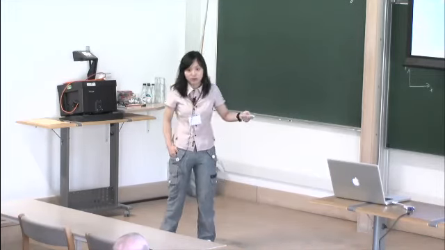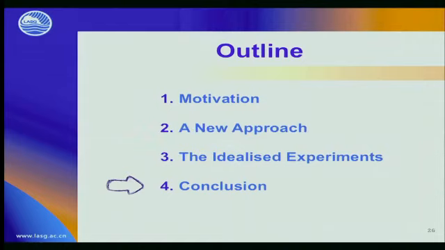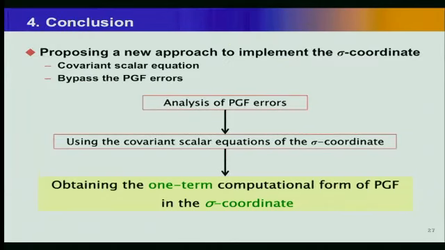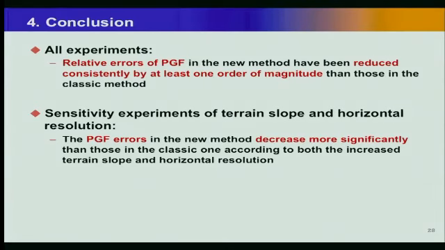After we introduce the new method and have done some idealized experiments, here comes the conclusion. We propose a new approach to implement the sigma coordinate, and by reanalyzing the PGF errors, we find that using the covariant scale equations of the sigma coordinate, we can get a one-term computational form of PGF in the sigma coordinate so as to bypass the errors. And in all the experiments, the relative error of PGF in our new method is at least 1 order of magnitude less than in the classic method.